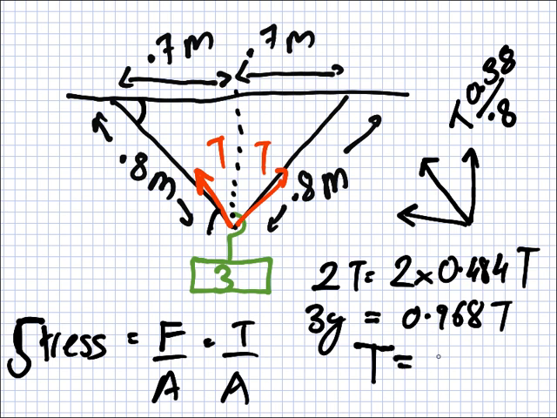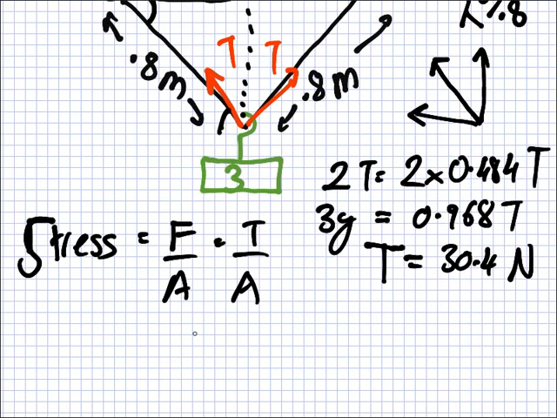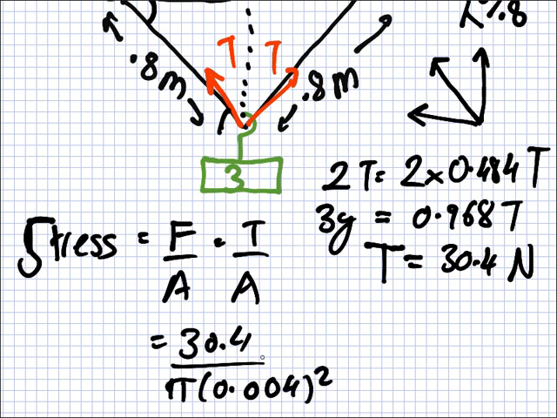So, what's the T then? 30.4 newtons. 30.4 over pi. What's the radius? Oh, it's not. It says 0.8 millimeter. Wait, divided by 0.8 millimeters is the diameter. So, yeah, thank you. So that's 0.004 squared. Right. So what's that?